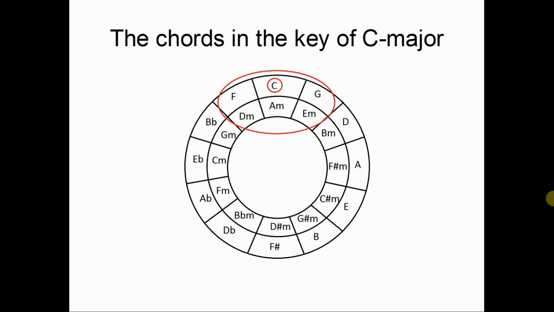So, as you can see here, if we were to, for example, use the key of A major, we would have the chords A major, D major, E major, B minor, F sharp minor, and C sharp minor. So that's the whole concept. Now we will look at the 80s music and how we can apply this knowledge to that.